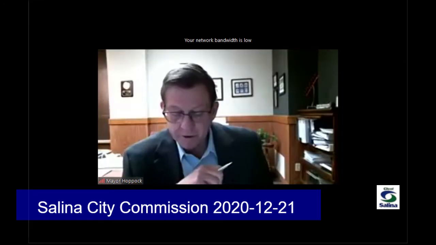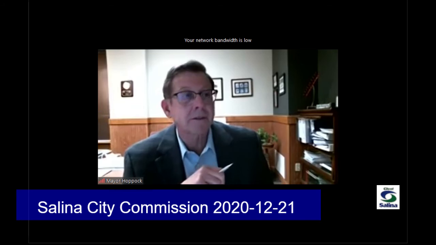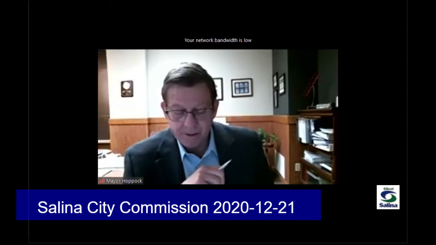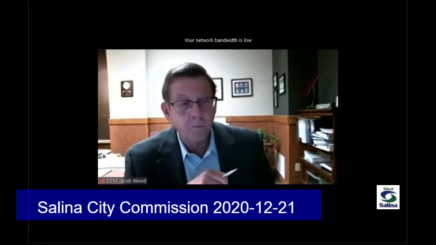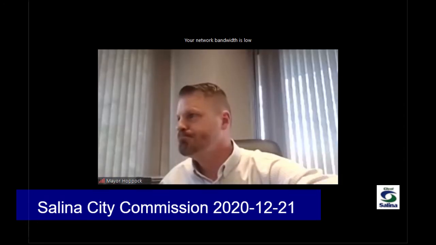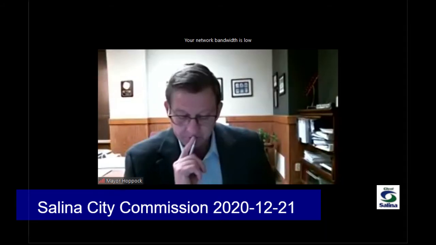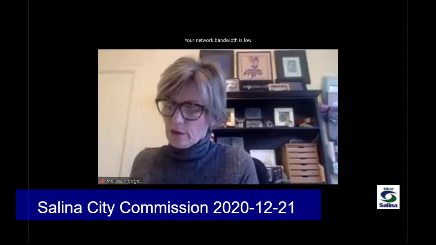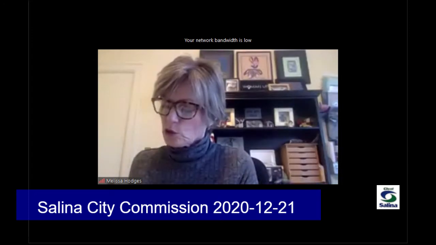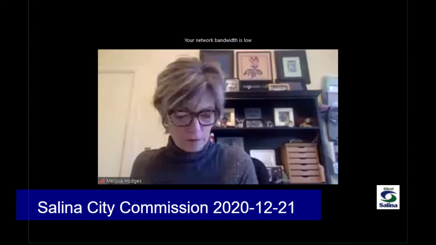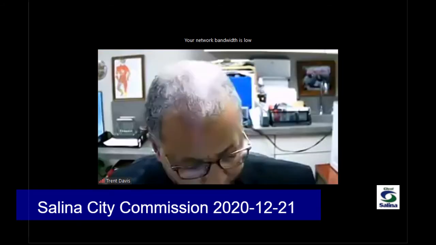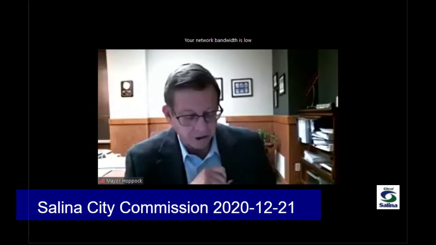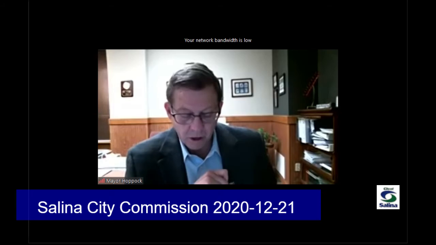Okay, Mayor Hoppick here. Do any of the commissioners have any questions or comments? Okay, do we have anyone from the public who would like to comment on this? I see none at this time, Mayor Hoppick. Okay, with that, I will bring it back to the commission for action. Commissioner Hodges: I move that we authorize the publication of the notice of budget hearing for the 2021 amended budget. Commissioner Davis: Second. Mayor Hoppick here. We have a motion and a second to authorize publication of the notice of budget hearing for the 2021 amended budget. We will have a roll call, please.